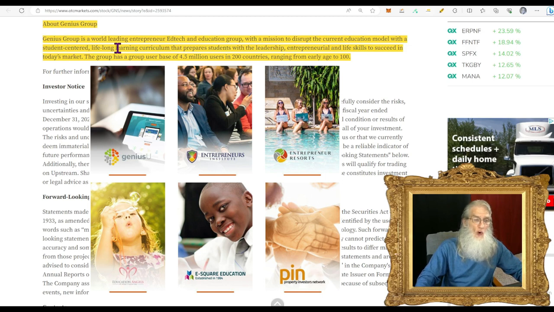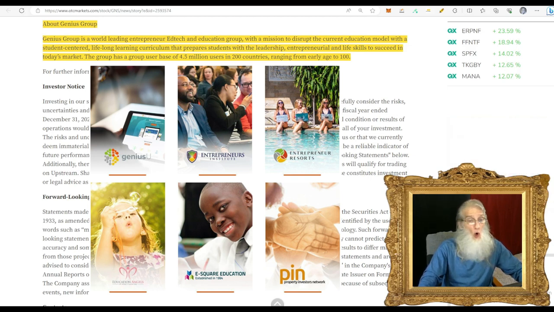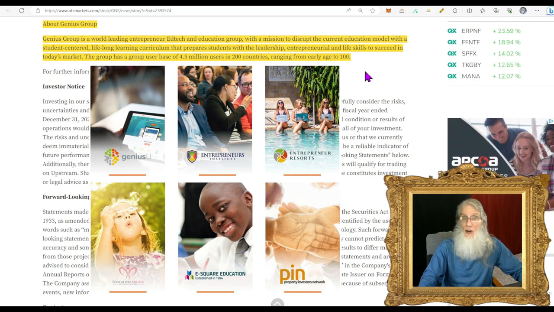Genius Group is a world-leading entrepreneur ed tech and education group with a mission to disrupt the current education model with a student-centered, lifelong learning curriculum that prepares students with the leadership, entrepreneurial, and life skills to succeed in today's market. The group has a user base of 4.5 million in 200 countries, ranging from early age up to 100. It's never too late to learn. The more you know, the more you're going to grow.